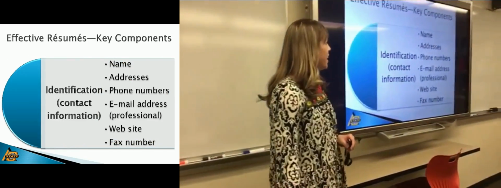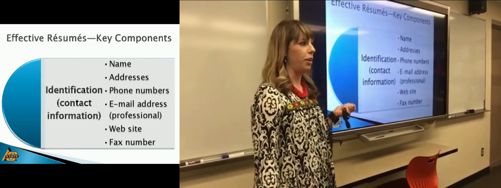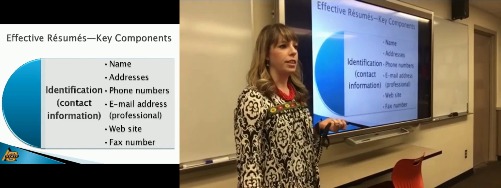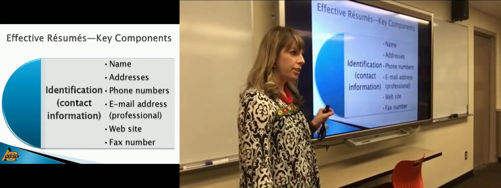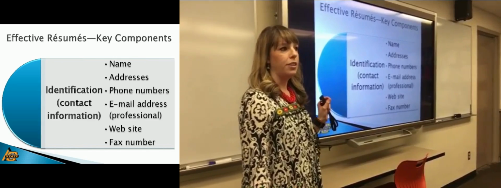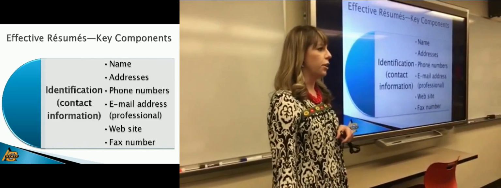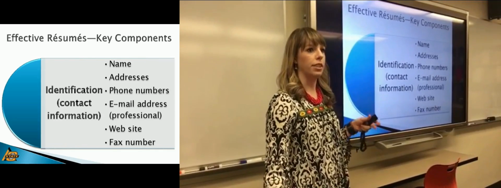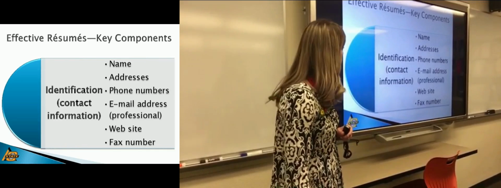So for our identification, we want to have our name, our addresses. If you're in school, you can list your current school address, but you can also list a permanent home address if you would like to. Or if you would rather just have your current school address, or if you're in an apartment here in Stillwater or a house, you have an actual physical address here, you can list either or.